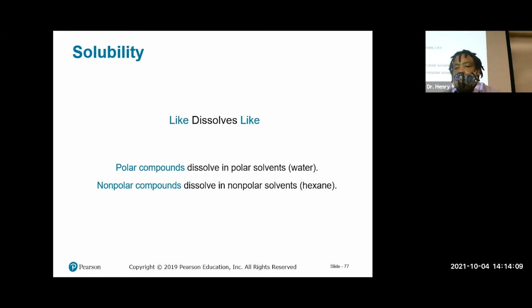Okay, so if I have something that is a hydrocarbon and I put it in a mixture of oil and water, where am I going to find that hydrocarbon located? Okay, hydrocarbons are non-polar, so they're going to dissolve in oil. Like dissolves like. So oils, which are all hydrocarbons, are going to dissolve hydrocarbons. So we're going to use solvents that are hydrocarbons to collect hydrocarbons.